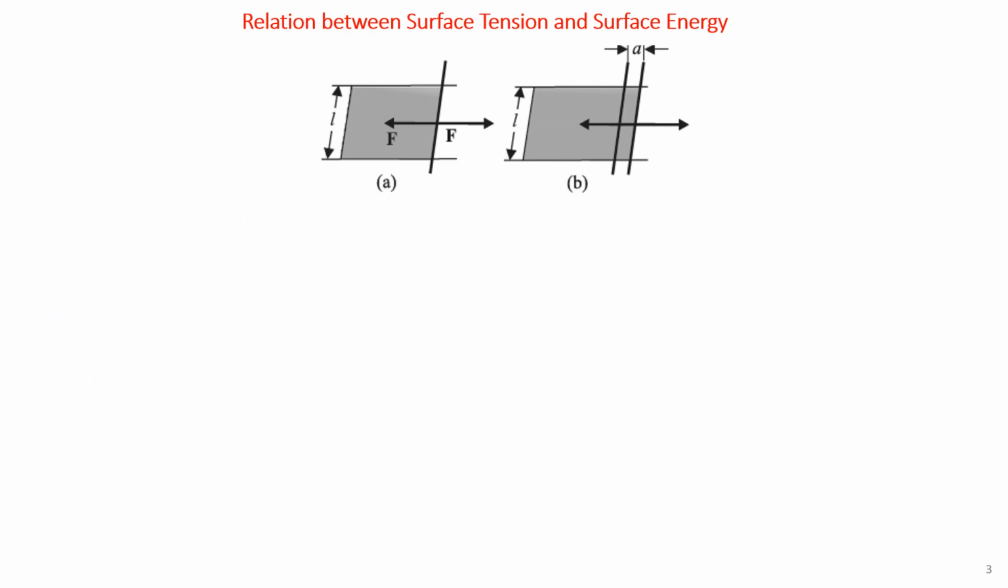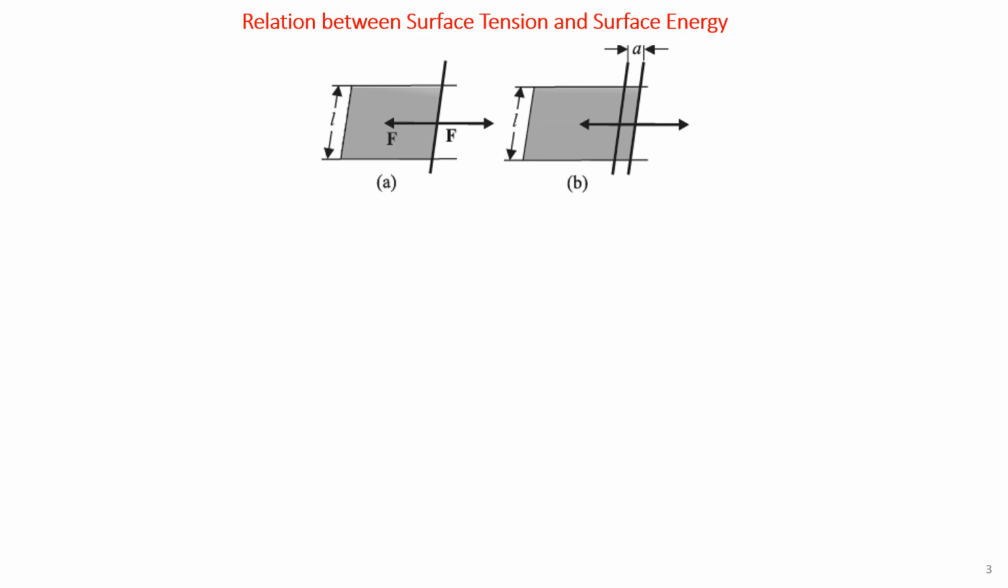Now we will derive the relation between surface tension and surface energy. Please refer to the figure shown on the screen. As we have discussed, an extra energy is associated with the surface of a liquid. The creation of more surface, that is the spreading surface, keeping other things like volume fixed, requires additional energy.